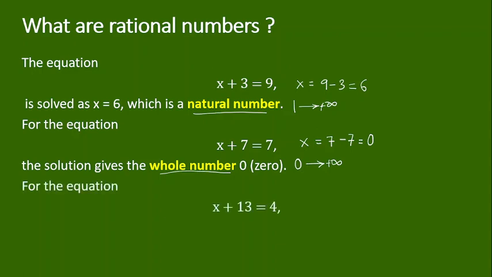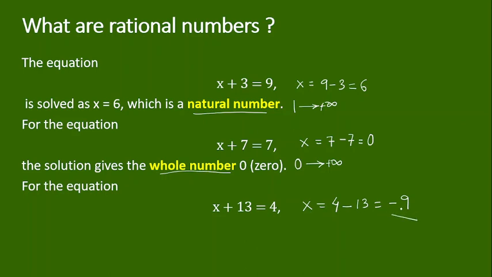Now let's see another equation. Here we have x plus 13 equal to 4. Taking this 13 onto the other side of the equation, x becomes equal to 4 minus 13, which is minus 9. So the solution to this equation is x equal to minus 9.